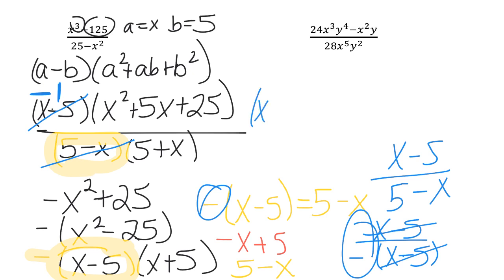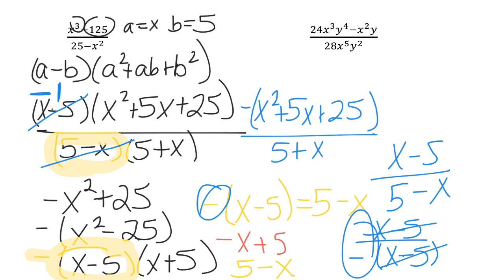It ends up being negative x squared plus 5x plus 25 over 5 plus x. And addition is commutative, so you can write that as x plus 5 if you'd like. But subtraction is not. And that's your final answer.